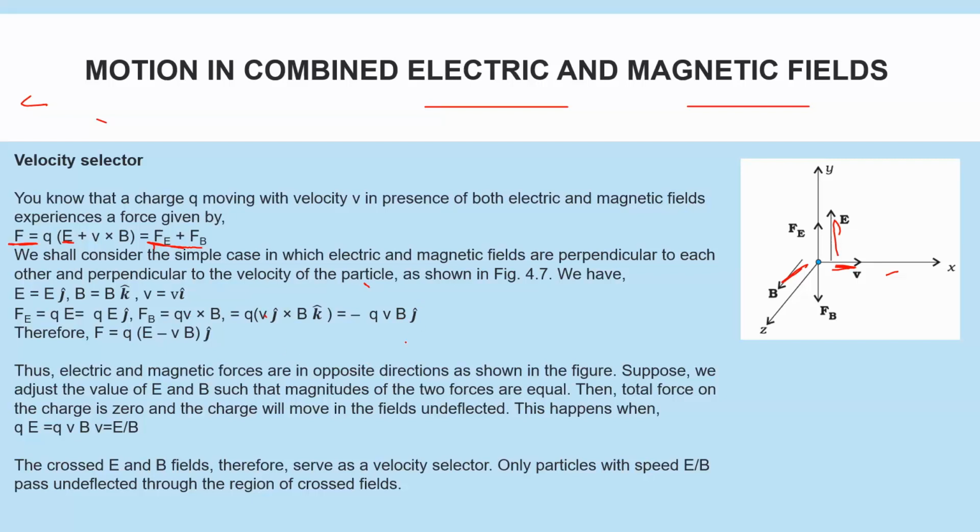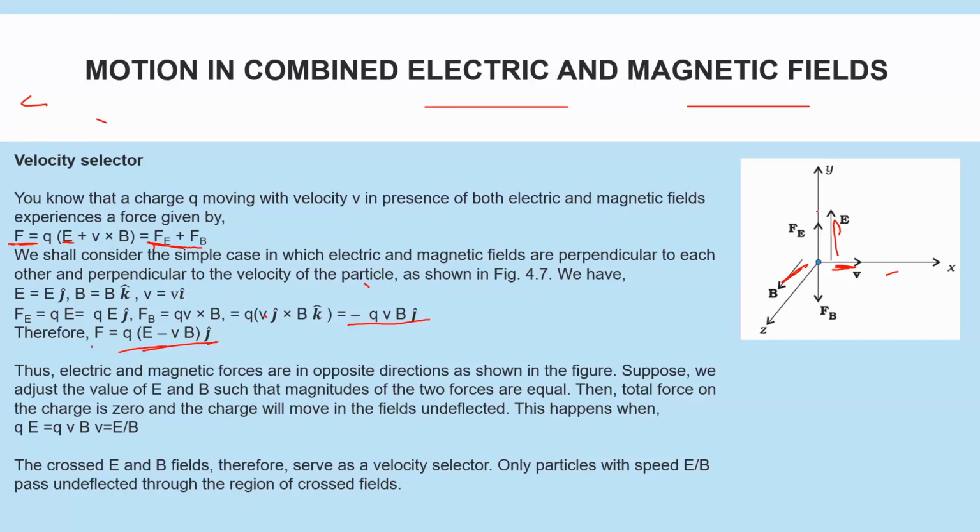Okay, so if you put these two values back into this equation, what you are seeing is that the force is equal to q times the bracket of the electric field minus the product of velocity and magnetic field, multiplied by the unit vector. Okay, so in this itself we can see that there is a minus sign. Over here also we saw a minus sign. This means that the directions of the forces caused by the electric field and the magnetic field are opposite to each other.